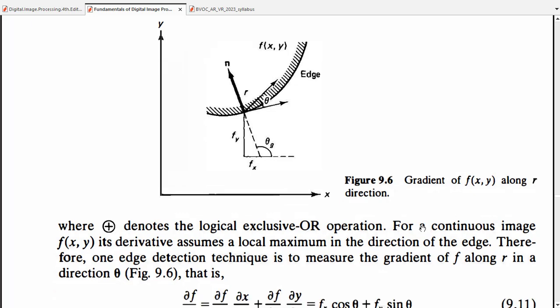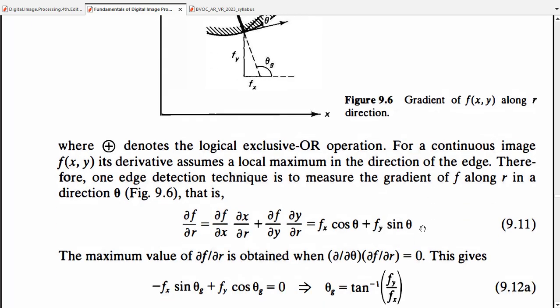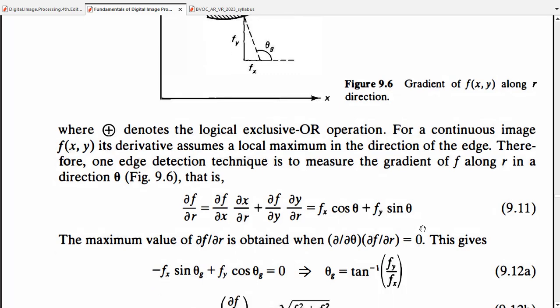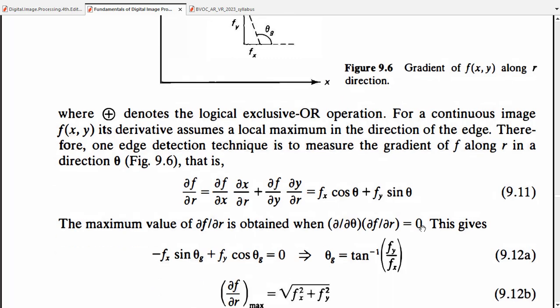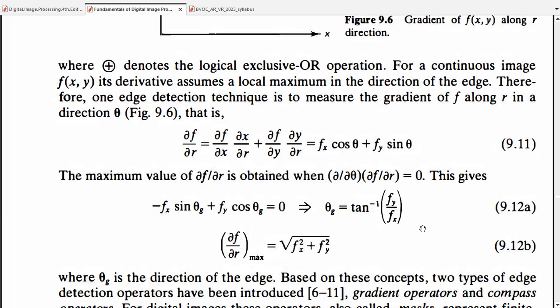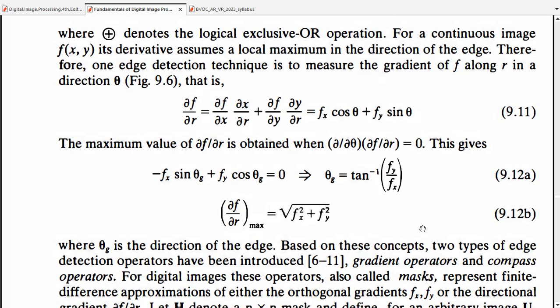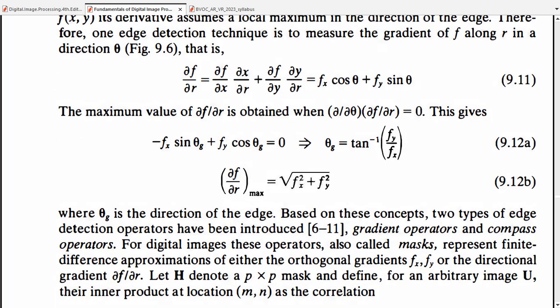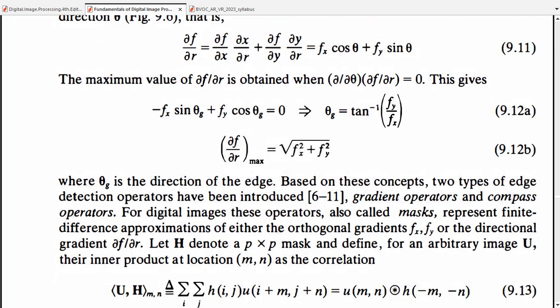For the continuous image, the gradient of f along r in the direction theta is: dou f by dou r equals dou f by dou x times dou x by dou r plus dou f by dou y times dou y by dou r, which is fx cos theta plus fy sin theta. The maximum value is dou f by dou r max equal to the square root of fx squared plus fy squared, where theta g is the direction of the edge.